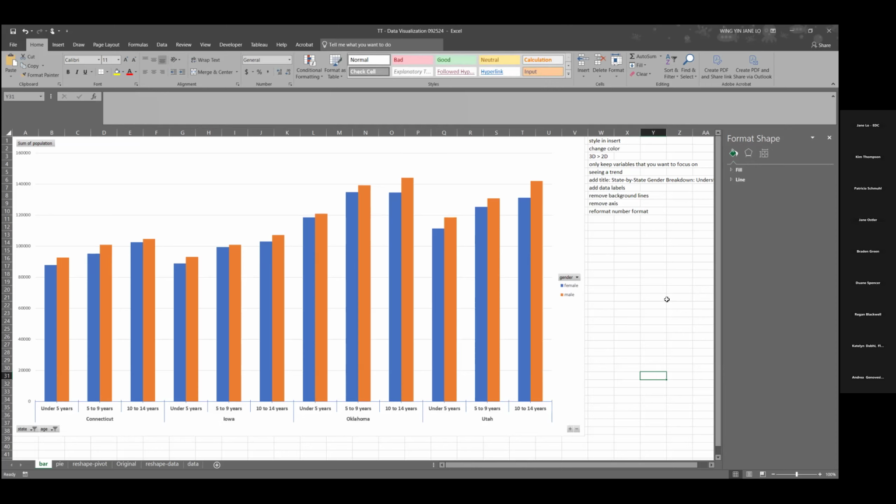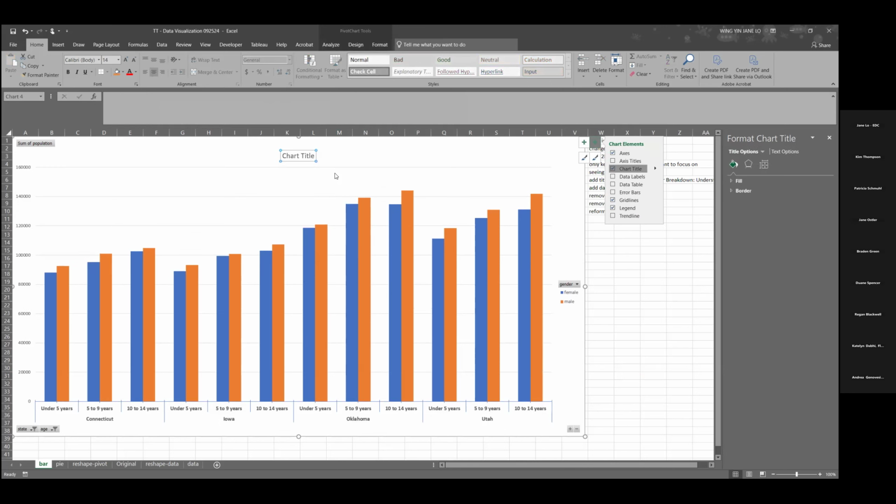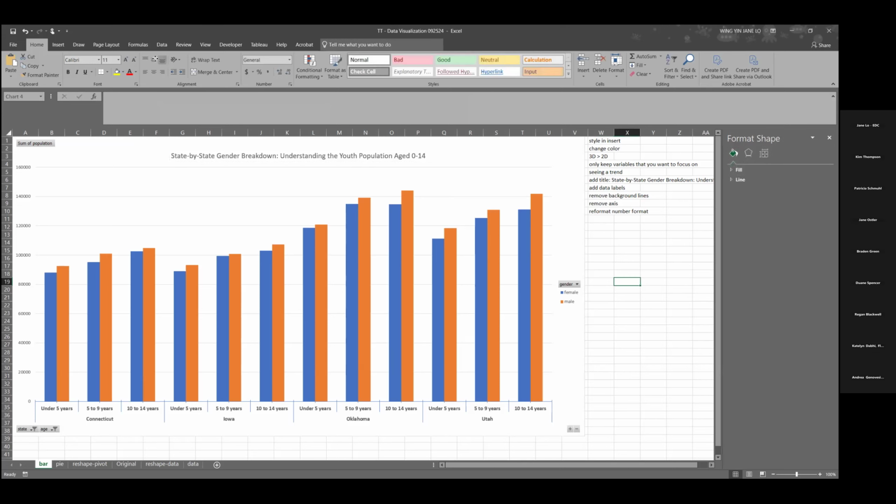Now that we see the trend, let's add a title. This is what I was thinking: state by state gender breakdown, understanding the youth population age 0 to 14, which is what I'm going to do over here. The plus sign, chart title. I'm going to just add it here. Make it a little bigger if it lets me. There we go.